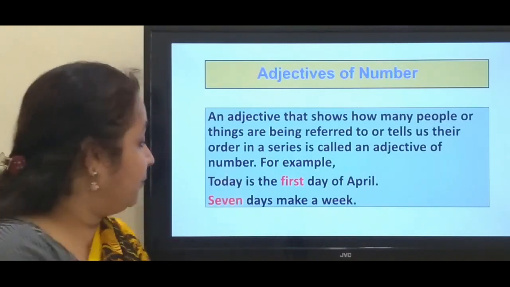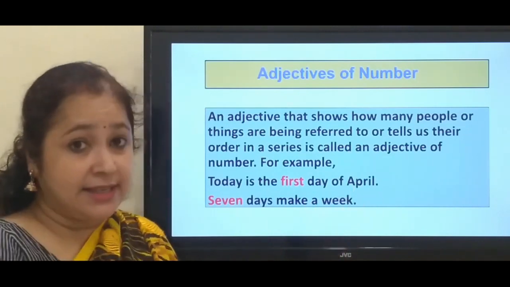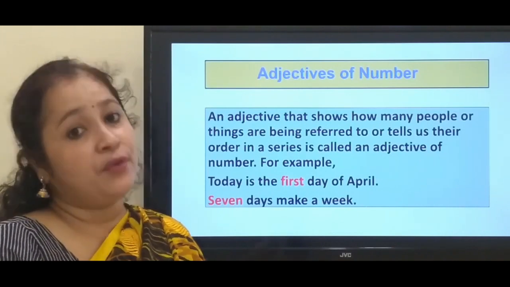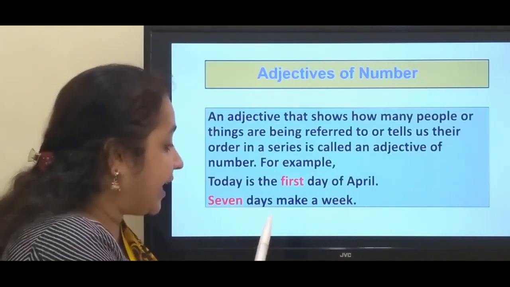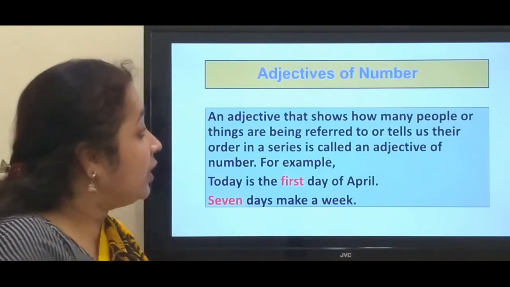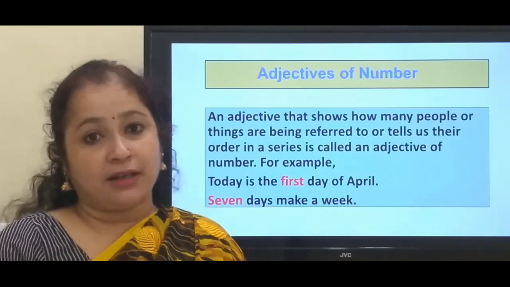For example, today is the first day of April. In this sentence, first is a word that shows the position of day. 7 days make a week. 7 is a number. So, these are examples of adjectives of number.